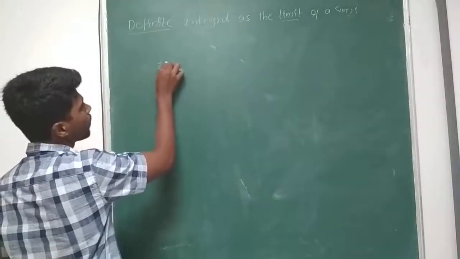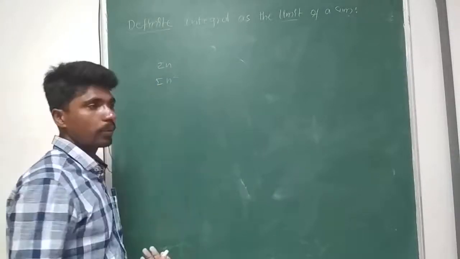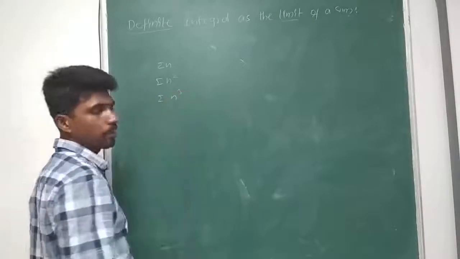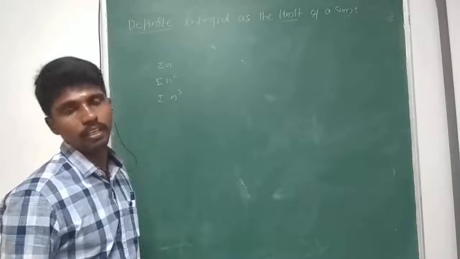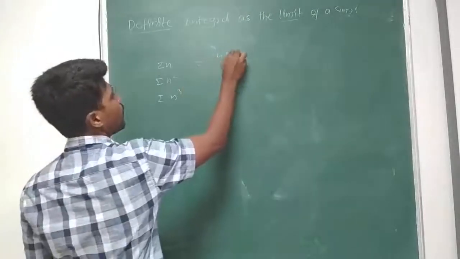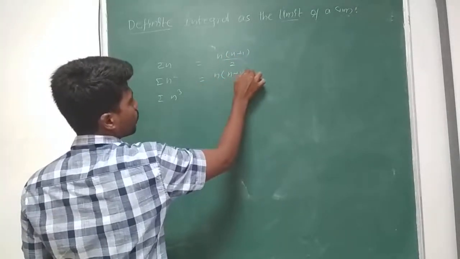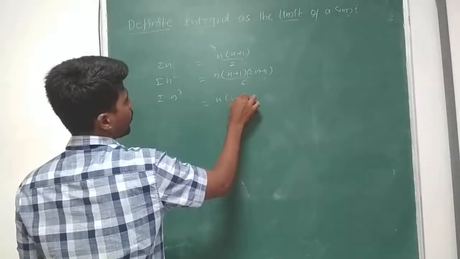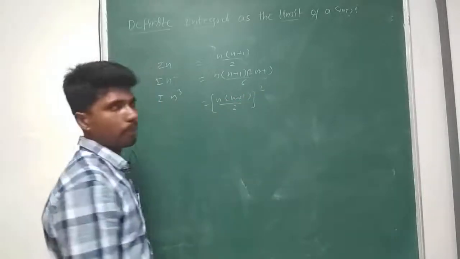Sum of the first n natural numbers, sum of the squares of the first n natural numbers, sum of the cubes of the first n natural numbers, and if I take it as a GP and AP, to solve we have to recall these. This is equal to n into n plus 1 by 2, n into n plus 1 into 2n plus 1 by 6, n into n plus 1 by 2 the whole square. Right? These are all formulas.